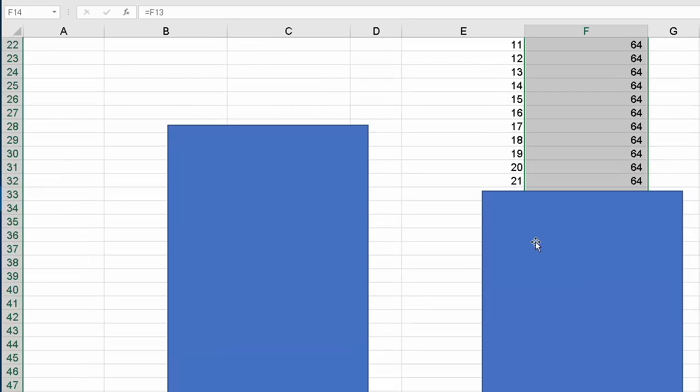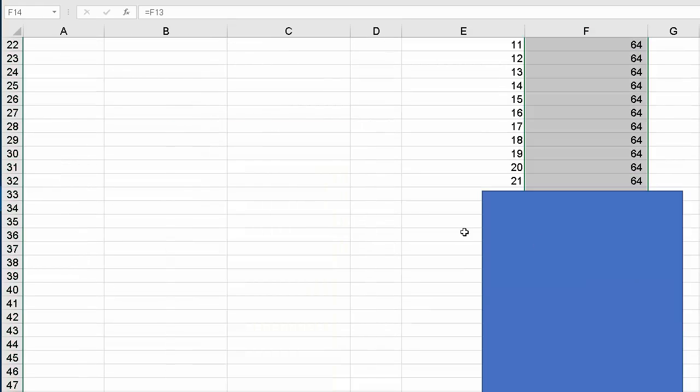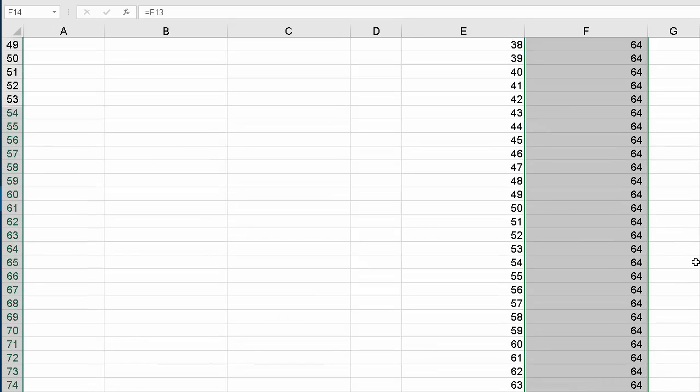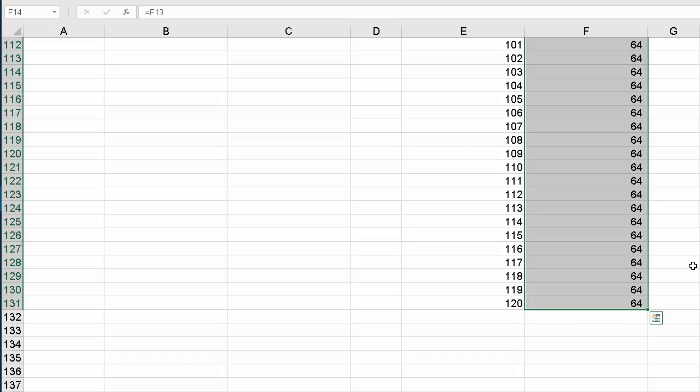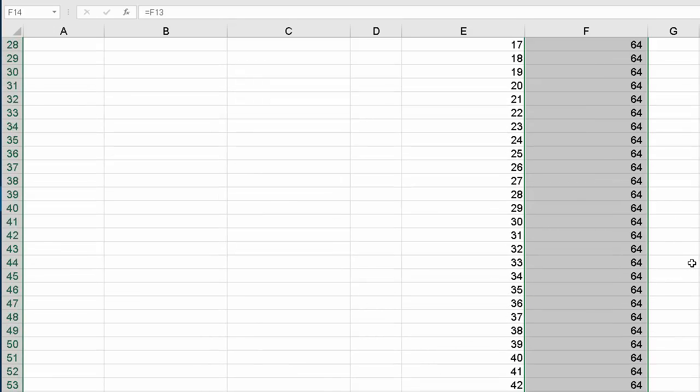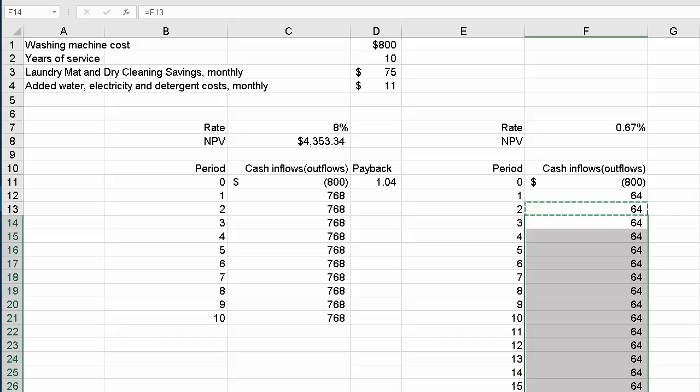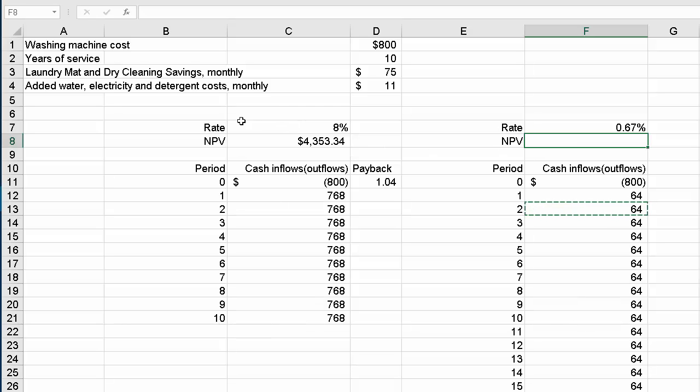Let me slide down. I'll show you that. Oh, I just moved these out of the screen. Let me get rid of them now. And you'll see we go down 120 periods. Okay? So this time I'm going to do the analysis up top. Sometimes I put rate and NPV below. That's usually the way I do it. But since this goes down so far, I thought I'd just put it at the top.